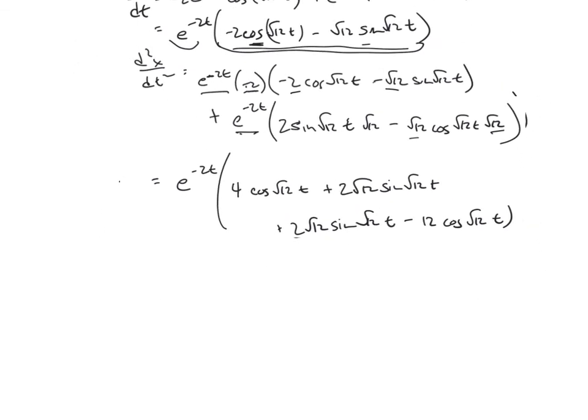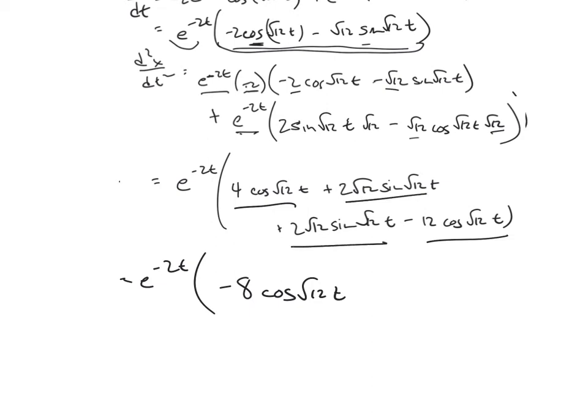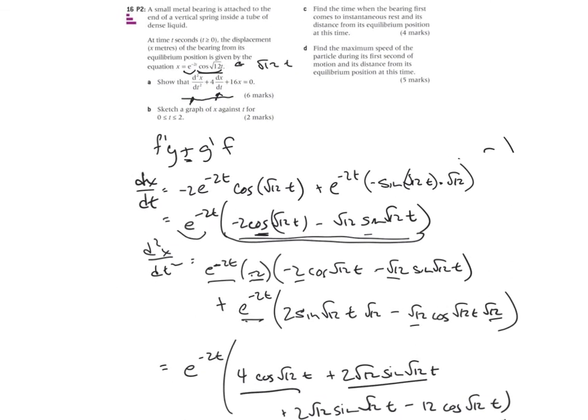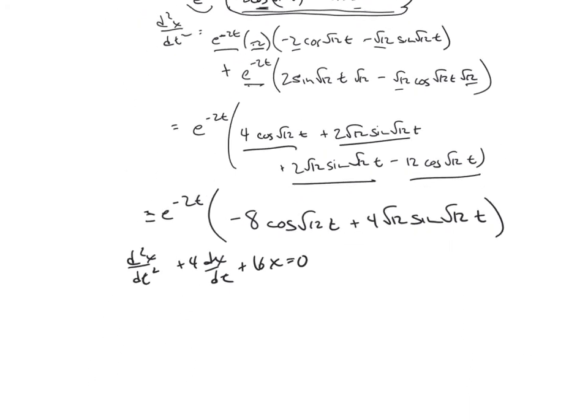And so if I look at this, I have in total e to the minus 2t. These I can bring together to get a minus 8 cosine root 12t. And here I have 4 plus 4 root 12s sine root 12t. So the next step that we have to do is go to the scenario that says d squared x over dt squared plus 4 dx dt plus 16x is 0, if I've remembered that correctly. And then I just have to take these values and plug them in.